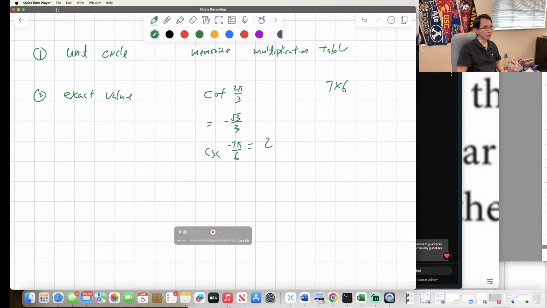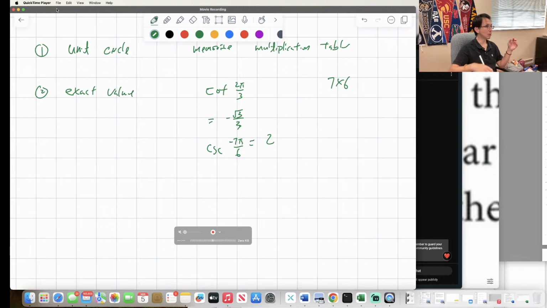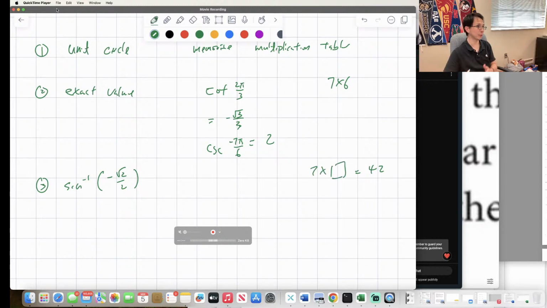So now we know exact value. Do you know? This is like exact value. The third thing is sine inverse, right? Sine inverse of negative root 2 over 2. You should know what that is. But in terms of the multiplication table, it's not 7 times 6. It's like 42 is equal to 7 times what number equals 42. So it has some type of restrictions.